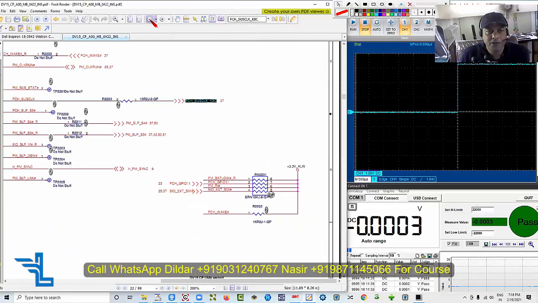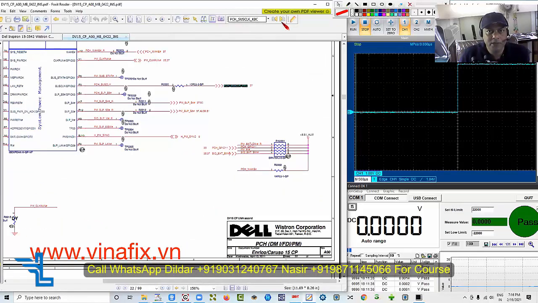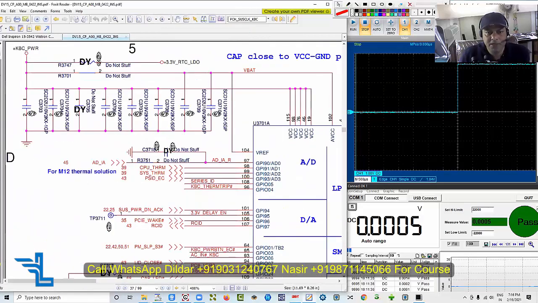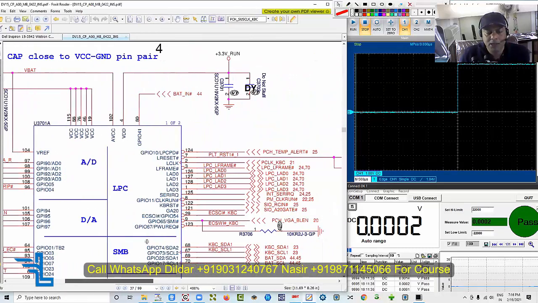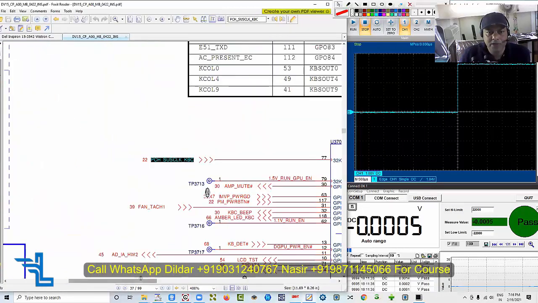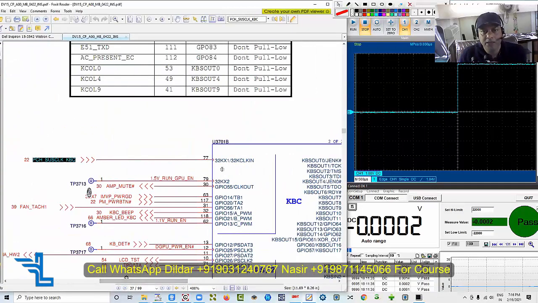We have to check it on the controller IO, because on the PCH point I haven't seen whether the motherboard's board view is present or not. Pin 77 we have to check. Okay, a 32 kilohertz frequency DC mod we will get on pin number 77.